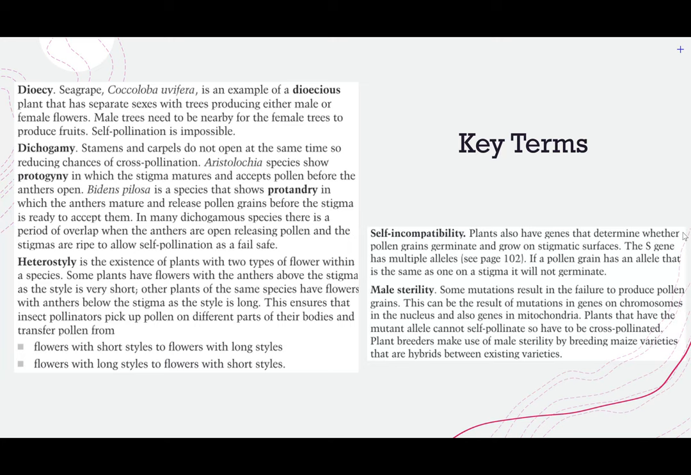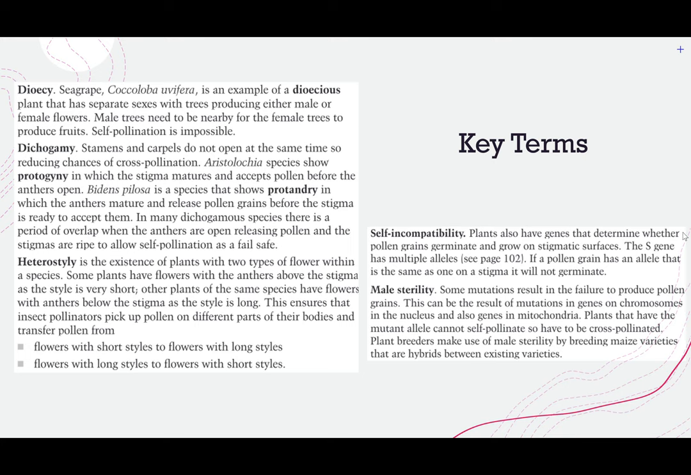With self-incompatibility now, we have some plants where, when cross-pollination occurs, it really doesn't go on to fertilization. Plants also have genes that determine whether or not the pollen grains germinate and grow on stigmatic surfaces. Let's say that the S gene has multiple alleles. If a pollen grain has an allele that is the same as the one on the stigma, it will not germinate. So in species that have self-incompatibility, self-pollination cannot occur. That makes sense, right? Because the pollen of the plant cannot activate its own stigma, we can't have germination occurring, so that will not happen.